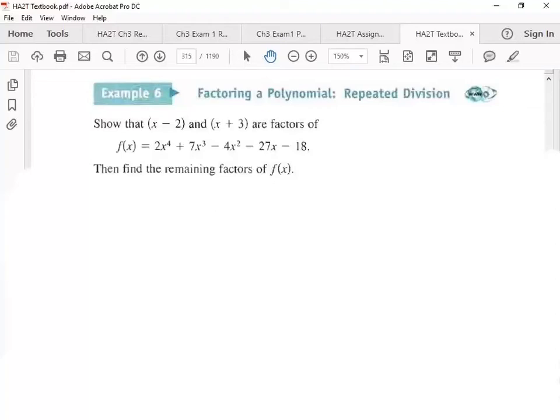I'll repeat myself. I know that this question is saying show that these are factors. Forget that. Let's make this question more important to us. I want you guys to factor this polynomial. I want you to write this big old polynomial in factored form. These are factors of this. But what would the other factors be if those are factors?